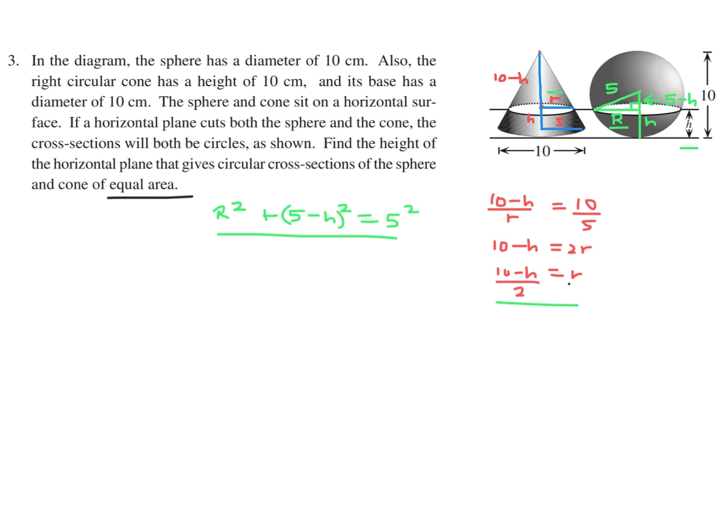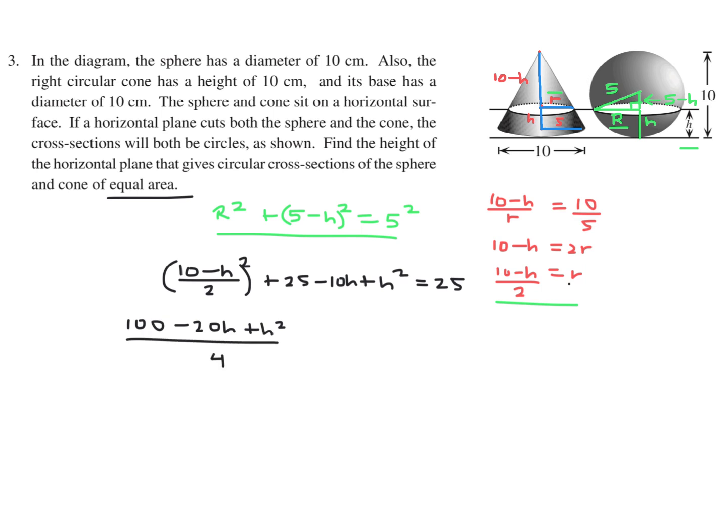So substitute it in. So instead of R squared, it would be ((10 minus H) over 2) squared. And then expand this to 25 minus 10H plus H squared is equal to 25. Okay, I think that should be correct. Let's see here. So let's expand this. We get (100 minus 20H plus H squared) over 4. The 25's cancel and we just get minus 10H plus H squared is equal to 0.